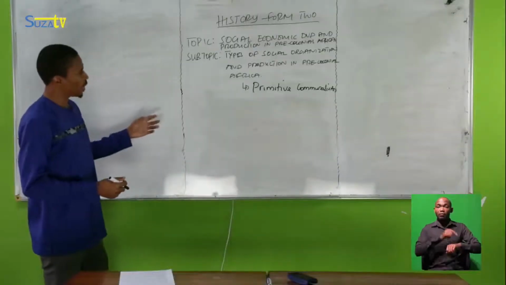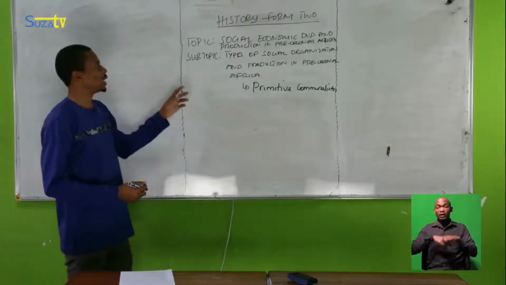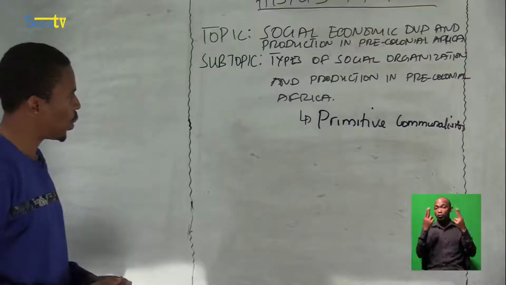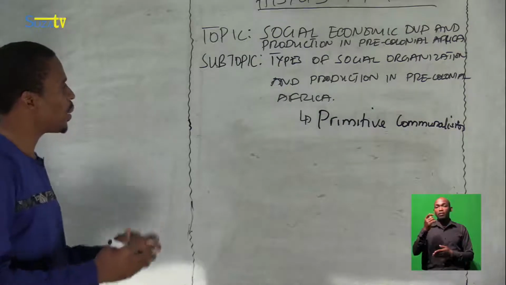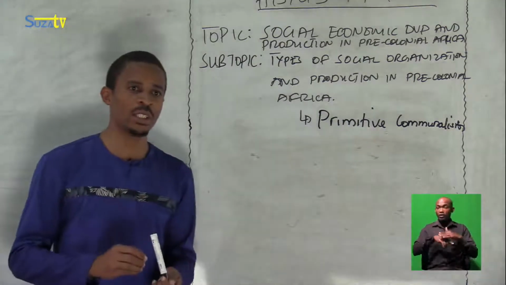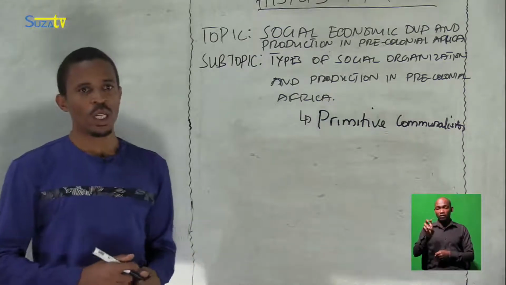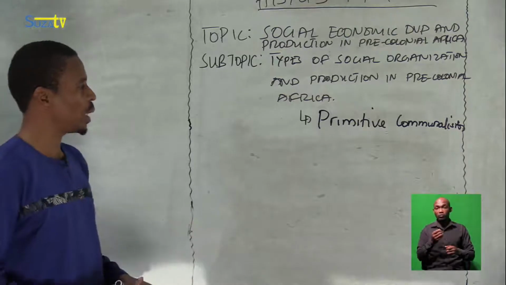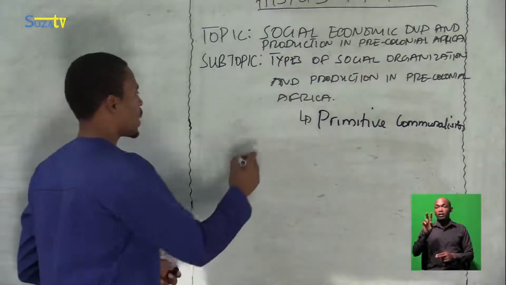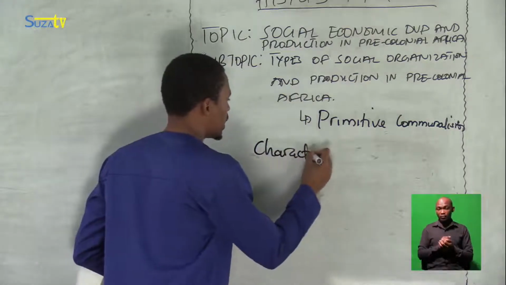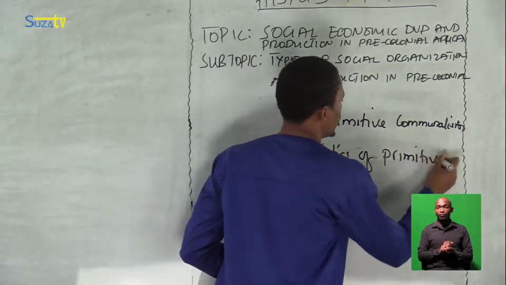In the previous lesson, we discussed some key concepts which are used in studying this topic. Also, we discussed the meaning of primitive communalism with some examples of the societies in Africa which practiced it. Today, we proceed with this mode of production by discussing the characteristics of primitive communalism.